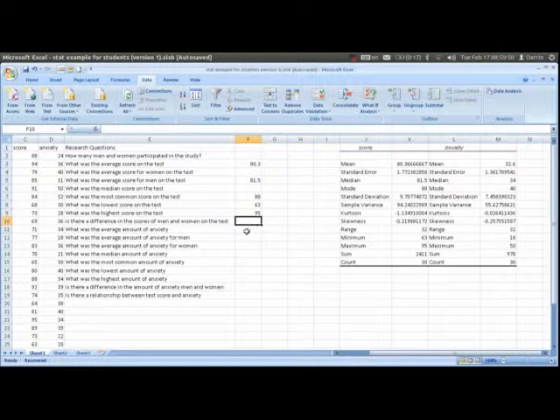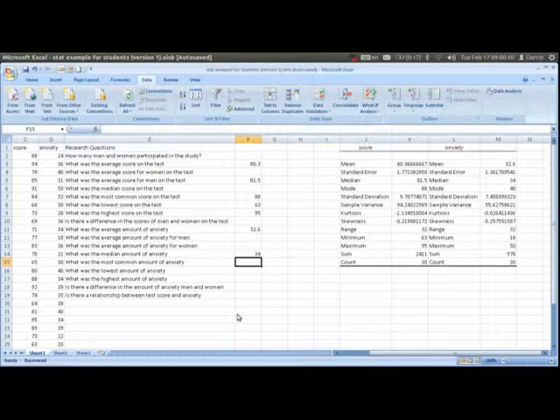Continuing here, what was the average amount of anxiety? I look over here, 32.6. We put that right here in our little column. We're going to skip the men and women for right now. What was the median amount of anxiety? Remember, the median is the score exactly in the middle. You look right over here, it says 34. We could key in 34 right here.